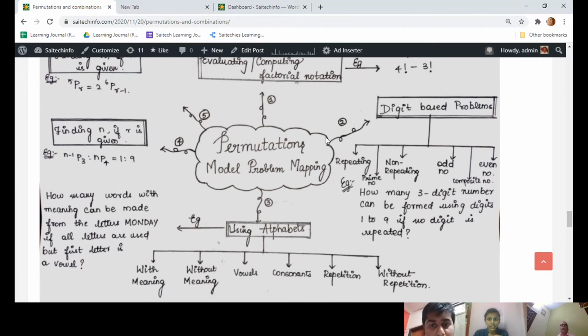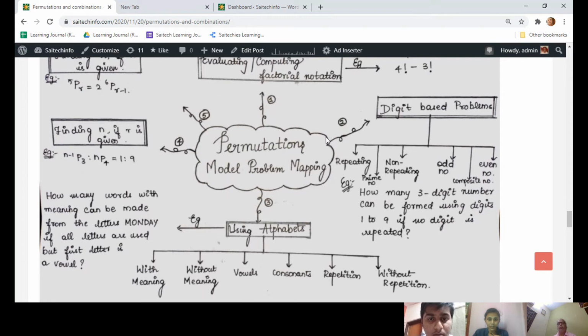Here I have given 6 different types of conditions under which the question is asked. That is, the number may be repeated, prime number, non-repeating, odd number, even number and composite number. These are the 6 major types of conditions under which the question is asked. For example, how many 3-digit numbers can be formed using 1 to 9 if no digit is repeated?